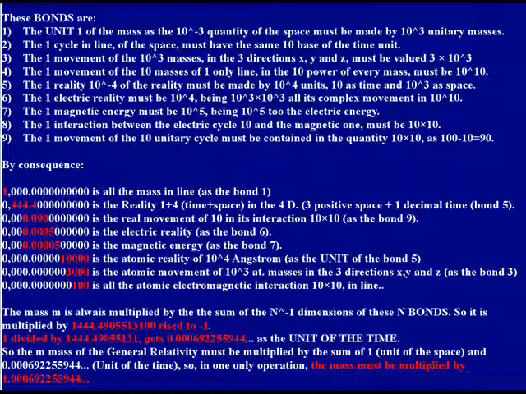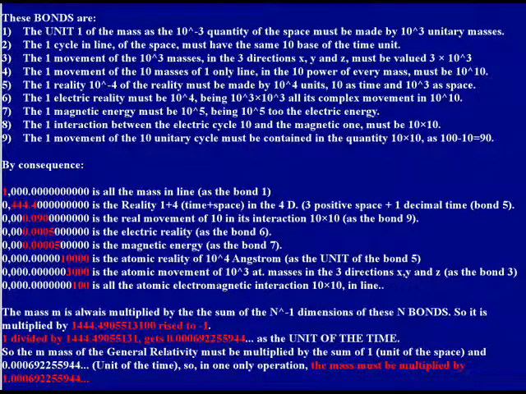Bond 4. The one movement of 10 masses of one only line in the 10 power of every mass must be 10 raised to 10. Bond 5. The one reality, 10 raised to minus 4 of the reality, must be made by 10 raised to 4 units, 10 as time and 10 raised to 3 as space. Bond 6. The one electric reality must be 10 raised to 4, being 10 raised to 3 multiplied by 10 raised to 3, all its complex movement in 10 raised to 10. Bond 7. The one magnetic energy must be 10 raised to 5, being 10 raised to 5, 2, the electric energy. Bond 8. The one interaction between the electric cycle 10 and the magnetic one must be 10 multiplied by 10.